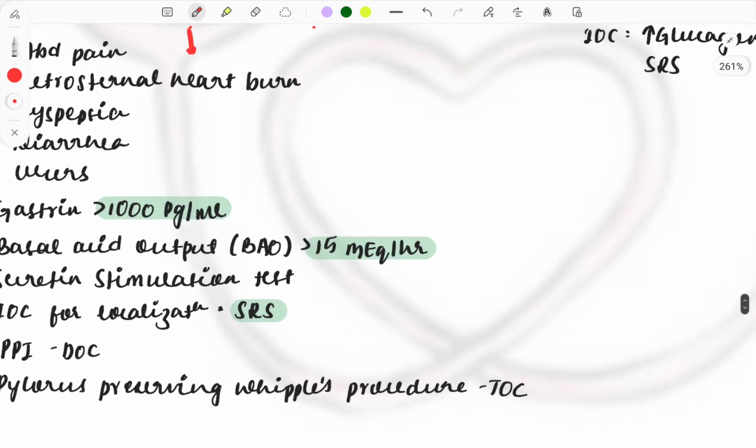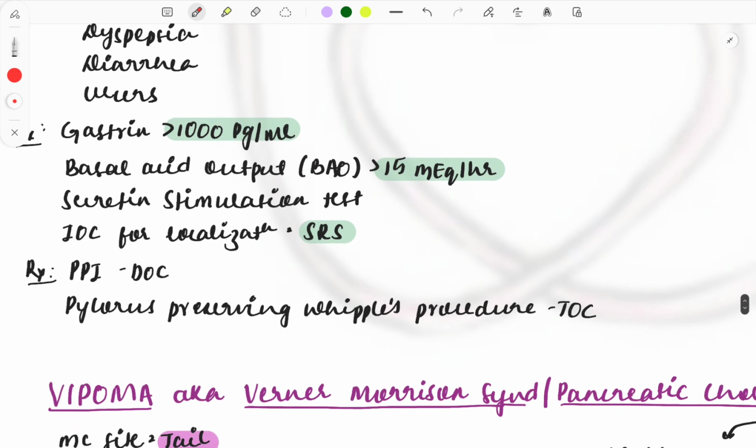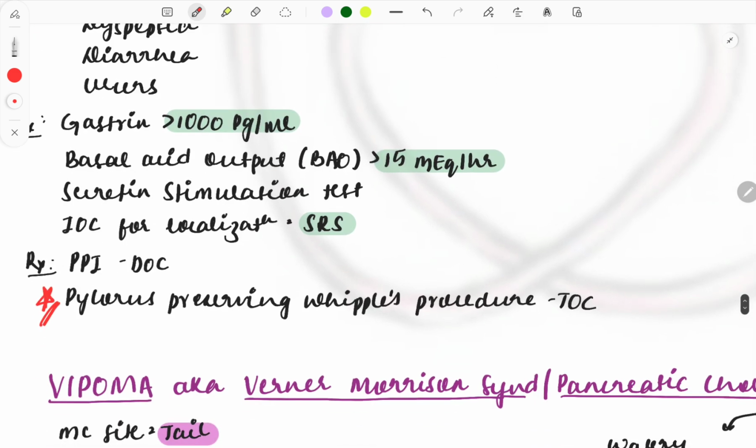And these are the diagnostic features which you need to look at: gastrin more than 1000 picogram per ml, basal acid output 15, and secretin stimulation test, whereas the investigation of choice we had already discussed. Then PPIs are the drug of choice, and treatment of choice is the pylorus preserving Whipple procedure. So this was a PYQ asked that in case of gastrinoma, what you can do, the surgical method.